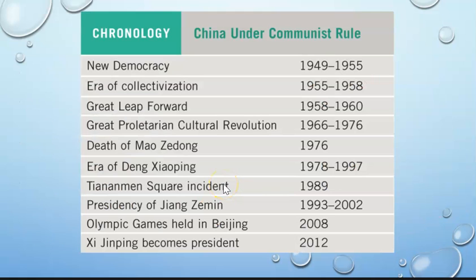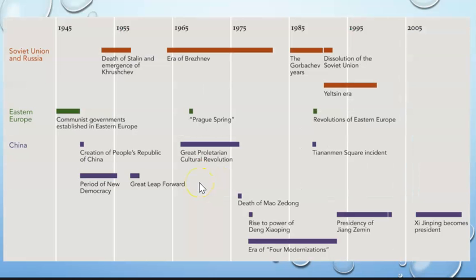Now here from your textbook, you can see a kind of outline of China under communist rule, just for you to review. We didn't mention the Olympic Games held in Beijing in 2008, but this was a major turning point and brought China onto the world stage. And then also from your textbook, this timeline, which shows you the various areas that are here, and also compares it with things going on in Europe and the Soviet Union.